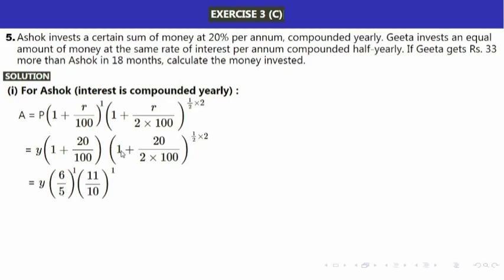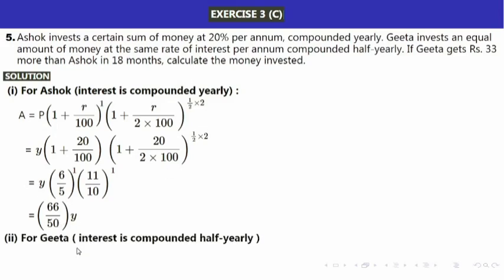If your principal is y, then when you simplify this, it becomes 6 by 5. Simplify this, it becomes 11 by 10. 2 and 2 get cancelled, so your power also becomes 1. And when you simplify this, 6 into 11 is 66, and 5 into 10 is 50. So this becomes this much. This is the amount received by Ashok when the interest is compounded yearly.